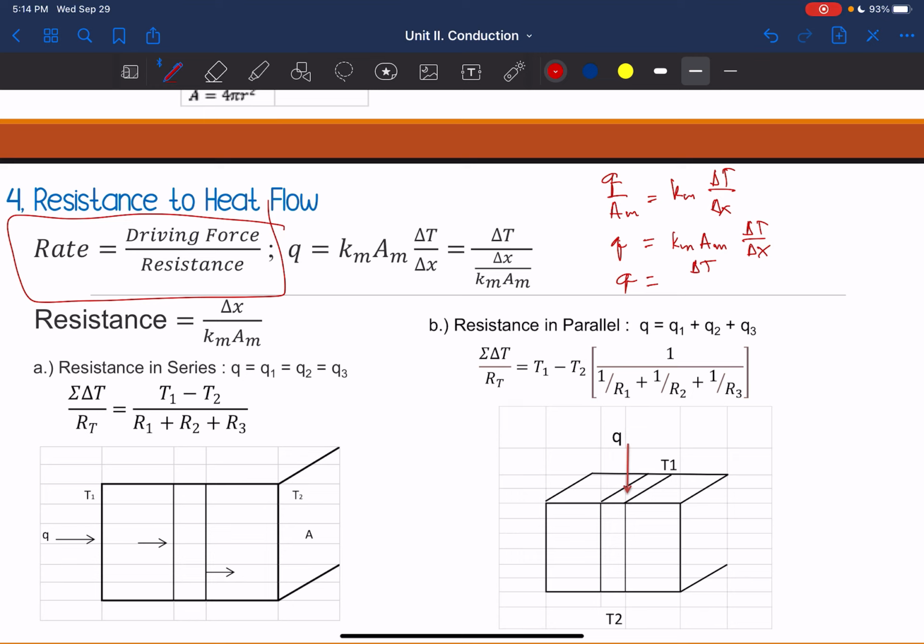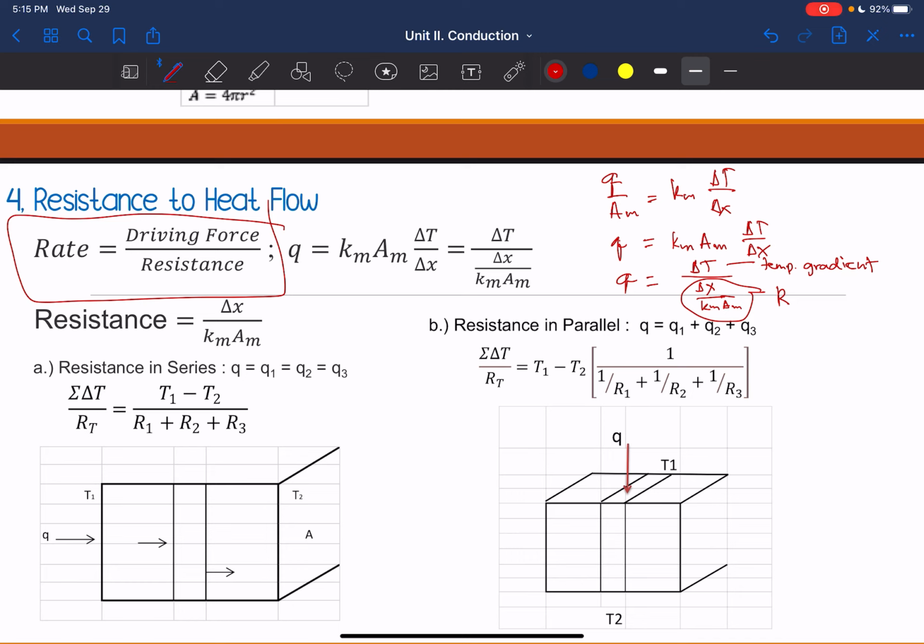What now is my resistance? Your resistance would be your delta X over the mean thermal conductivity times the mean area. So, eto si R. This is your temperature gradient or your driving force, so it's driving force over the resistance. Okay? So, there are just two types of resistances. One is resistance in series, and the second is resistance in parallel.